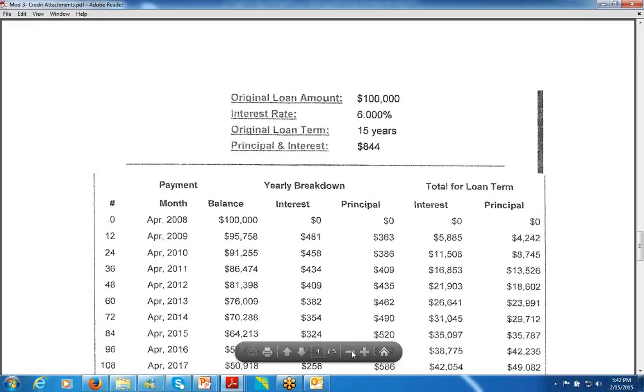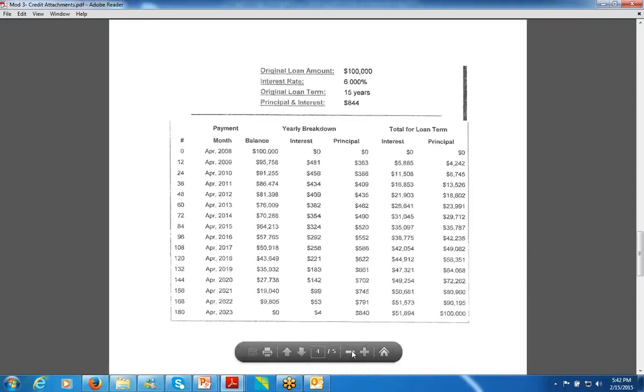Amortization schedule. Here is an amortization of a $100,000 loan over 15 years, and we'll look at 30 years as well. It's got 6%, higher than today's rates, for 15 years, principal and interest payment of $844. Now, at the end of the first 12 months, your balance has gone from 100 to 95. You have your interest and principal breakdown on that $844. You can see that you are paying more interest than principal.